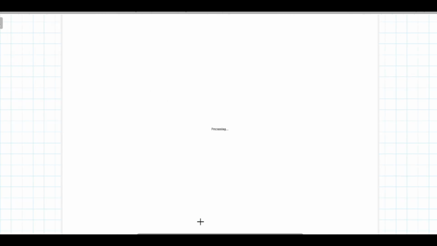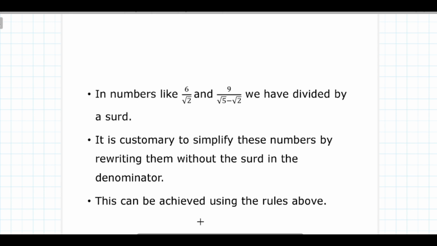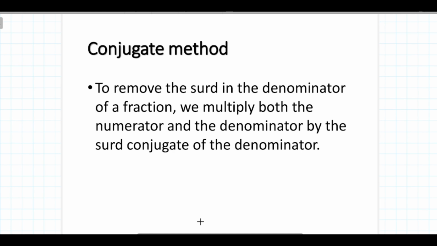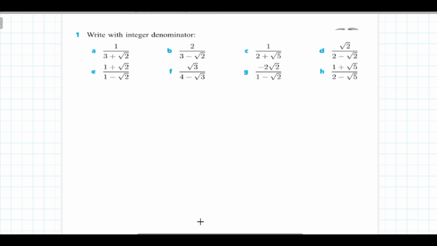Now let's look at examples. In numbers like 6 over root 2 or 9 over root 5 minus root 2, we are dividing by a surd. So it is customary to simplify these numbers by rewriting them without the surd in the denominator. This can be achieved by using the rule above. The conjugate method: to remove the surd in the denominator of a fraction, multiply both the numerator and the denominator by the conjugate of the denominator.